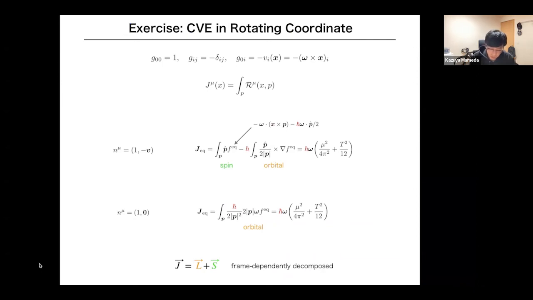So in that sense, we can get the chiral vertical effect from the two contributions. The first one is a spin, and the second one is a magnetization part. So this is not totally the same as the usual derivation of the chiral vertical current in a flat spacetime. So this is a difference between these two frame choosing vectors.